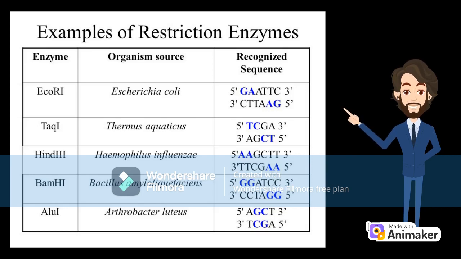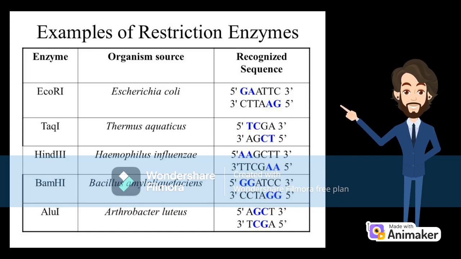Now I will give my examples: from which organisms I am isolated and what my recognition sequences are. The first example is EcoR1: Escherichia coli, strain R, and the order of identification is I. I will cut the DNA sequence between the G and A in the sequence GAATTC. My next example is TaqI, from Thermus aquaticus. T is the genus name, A is the species name, and I is the order of identification. I identify the TC sequence and cut between the TC nucleotides.